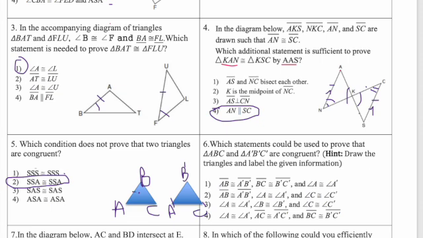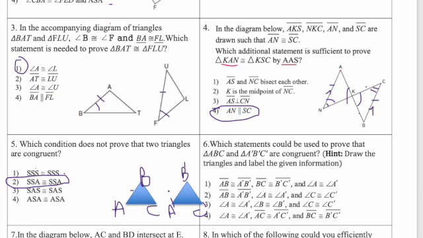So AB is congruent to A prime, B prime. BC is congruent to B prime, C prime, and angle A is congruent to angle A prime. That would be angle side side. That does not work. So let me go to the next one.